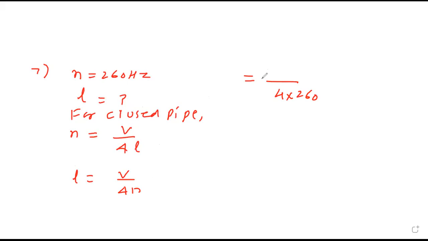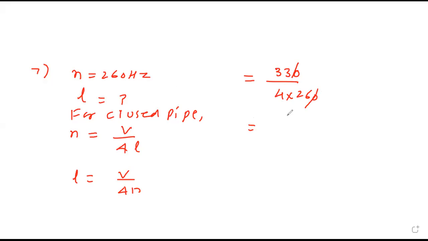V is not given, correct? When V is not given, at room temperature you can take V as 330. Not given, take as 330. Actually at 0 degrees it is 332, therefore we take 330. So the zeros we cancel.